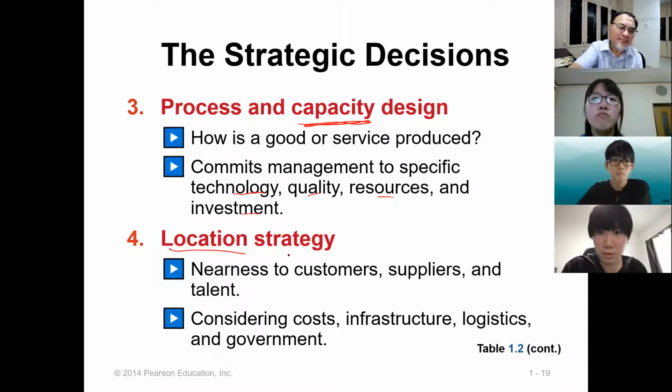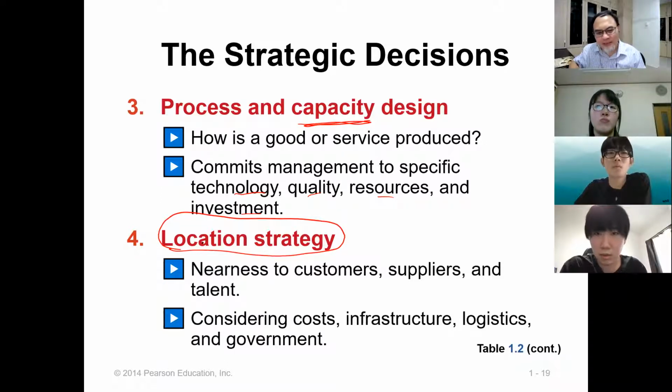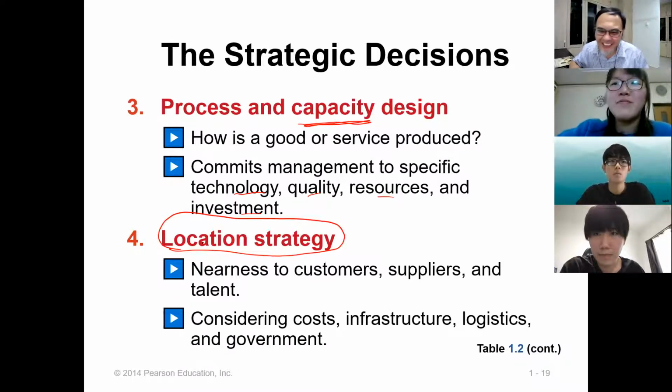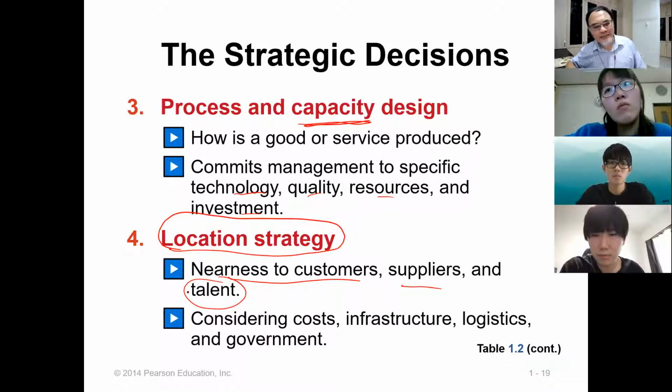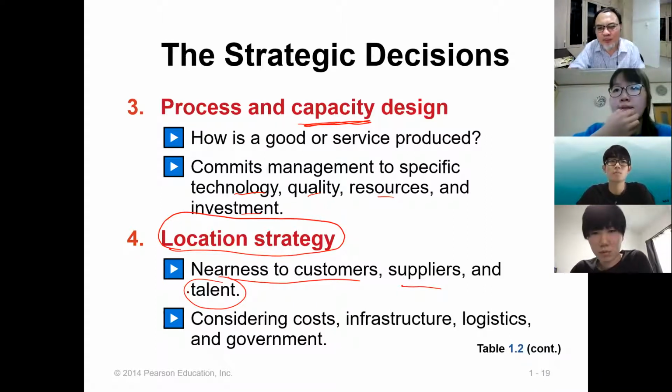How does location affect operations? Some people say the success of a business, especially for retailing, is location, location, location. Retail or food stores, or even restaurants. Restaurants: location, location, location. How near are you to the customers, basically, and also suppliers and talent. So for companies that are involved in design, for example fashion design, they are very near to the talent. They cannot be far from the talent.